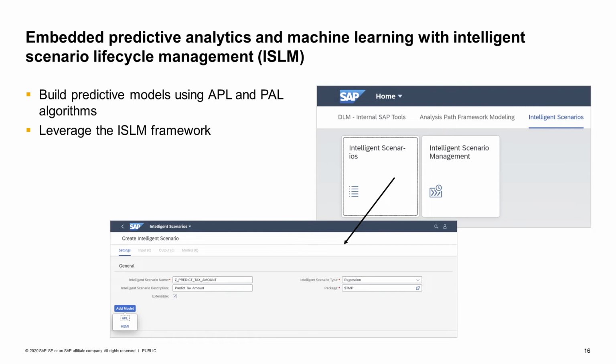So in the embedded predictive approach, your predictive analytics algorithms and machine learning algorithms are embedded into your intelligent business processes in S4HANA. On the top you see you log in to the system, and then you can see your Fiori Launchpad. You click on one of these apps, the Intelligent Scenarios app, and create an intelligent scenario. And once the intelligent scenario is built, you leverage the intelligent scenario management, and then you embed it into the business application.